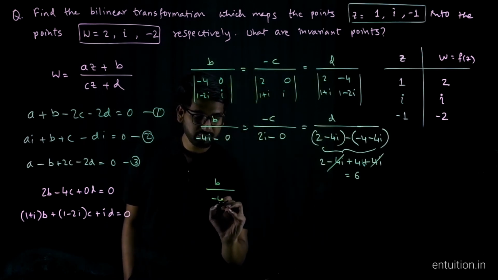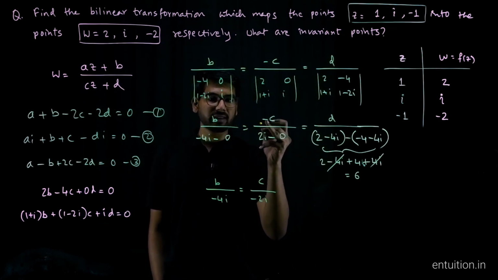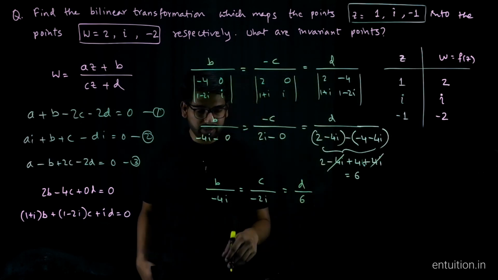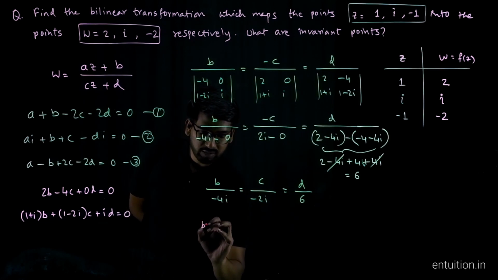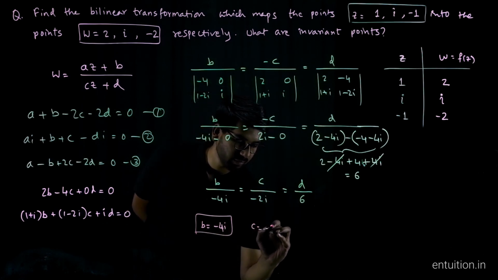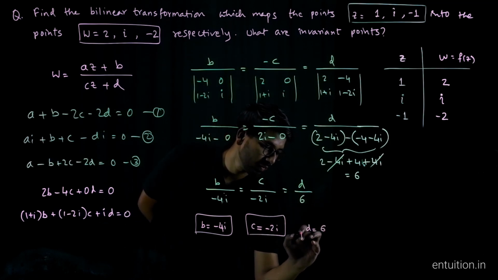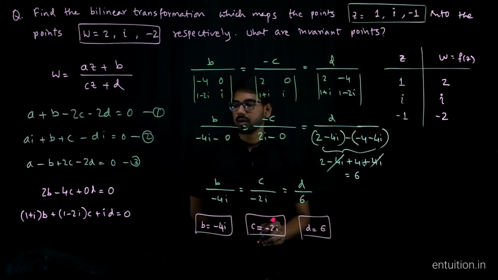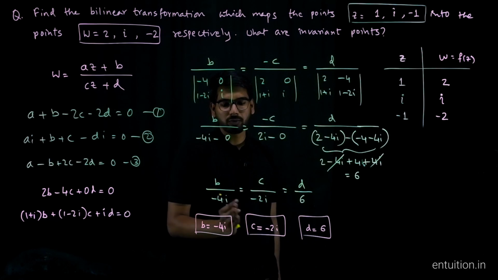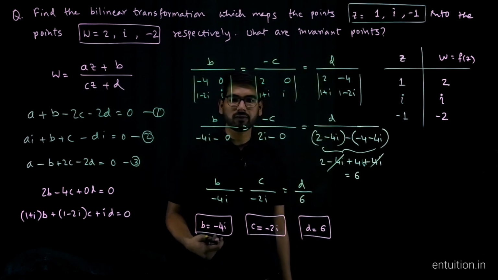So what do we have here? B by minus 4I is equal to C by minus 2I. I have sent this minus sign from numerator to denominator, is equal to D by 6. Okay. After this, the next step is nothing but B is equal to minus 4I, equating the numerator and denominator. So C is equal to nothing but minus 2I and D is nothing but 6. As simple as that. Okay. So from two equations, 3 unknown, we use determinant method to find the 3 unknowns.